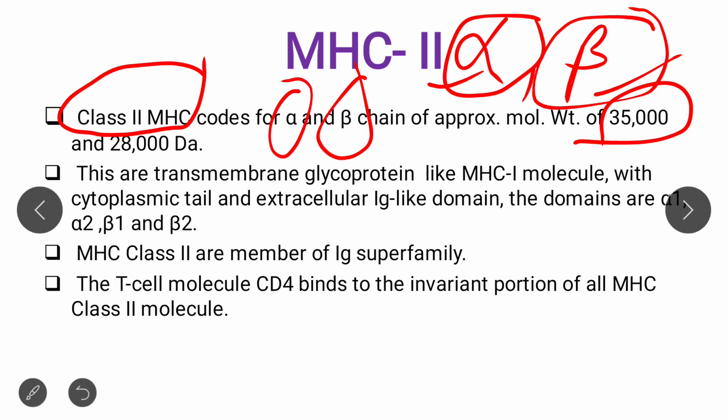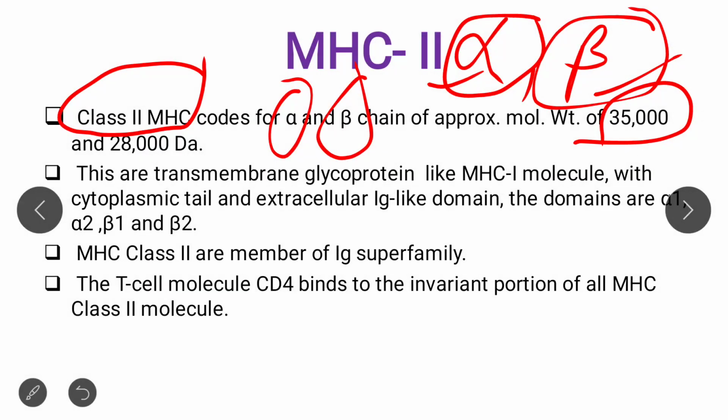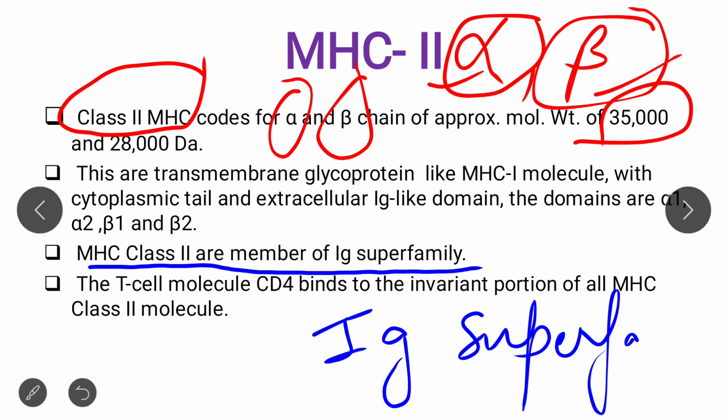The main and major important point that I want to highlight is that MHC class 2 molecules are members of the Ig superfamily. Please remember this point. This may be asked in the examination, and many times it has been asked which one of the following MHC molecules are members of the Ig superfamily. So MHC class 2 molecules are members of the Ig superfamily.